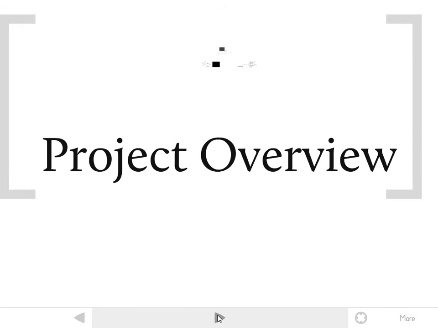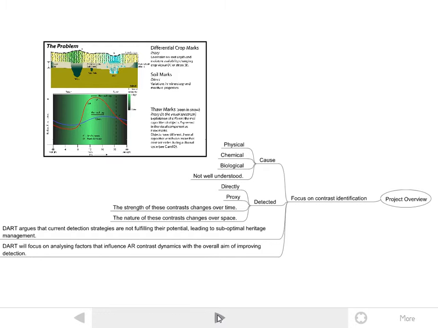So, a quick refresher about what the project's all about. The major goal is to look at contrast identification, and at the physical, chemical and biological factors that influence archaeological crop mark formation or soil mark formation, or just generally any of the subsurface phenomena. We know that the strength of these contrasts changes over time and nature changes over space, and the general argument has been that the detection strategies are not fulfilling their potential. We're going to improve that.